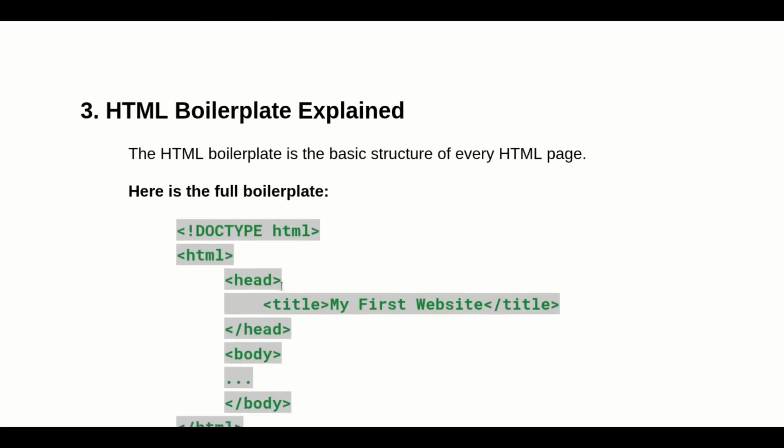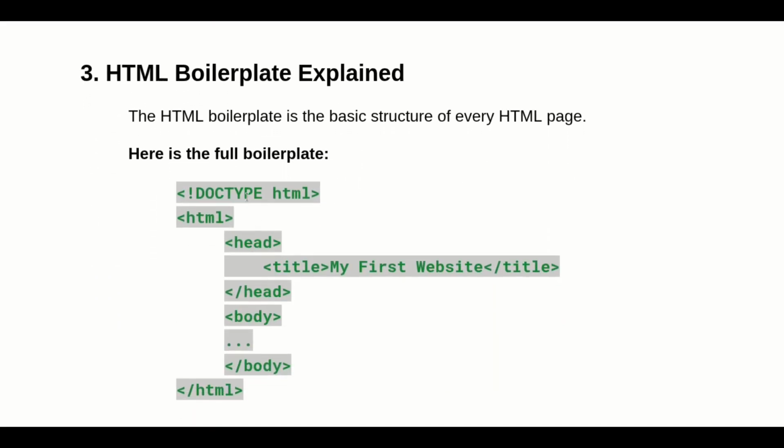Then some HTML boilerplate. The HTML boilerplate is the basic structure of every HTML page. So here's how the full boilerplate looks. We have this first line, which specifies what document it is, here with the attribute html, which tells the browser which version of HTML we are using. And we have these html tags over here, and inside here is where we place our code. The first elements that we have are usually these two main ones, the head and the body.